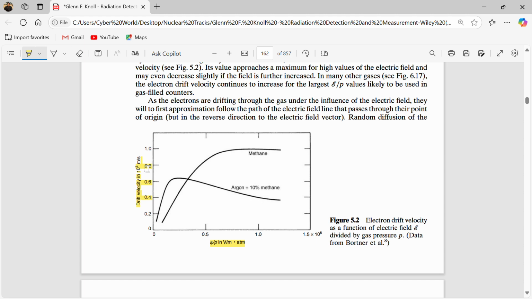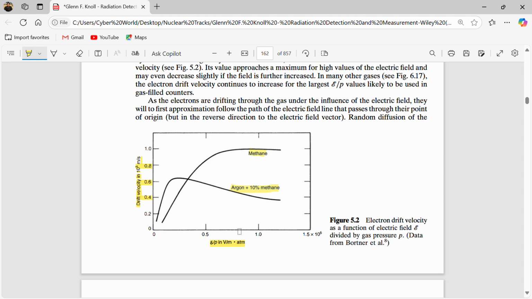This graph tells us about the electron drift velocity as a function of electric field divided by gas pressure. The relationship between the drift velocity and the electric field divided by the pressure is shown in this graph. We are taking two gases. The first is methane, and the other is a mixture of argon plus 10% methane.